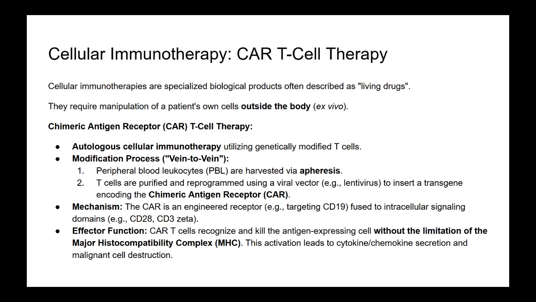Great question. The CAR is a completely synthetic, engineered receptor protein that gets expressed on the surface of the T cell. It's chimeric because it combines different parts. Typically, it has an extracellular domain, often derived from the variable region of an antibody, that's designed to recognize a specific target antigen on the surface of cancer cells like CD19, which is found on most B-cell malignancies.